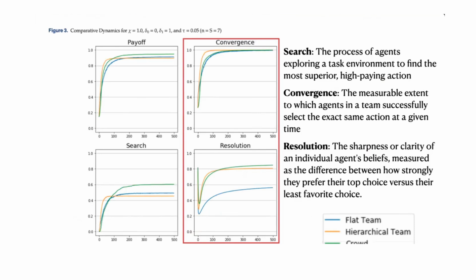Here, convergence means the agents successfully select the same exact action at a given time. We see that the hierarchical team is actually orange in this case, right? If we fix the x-axis, throughout the whole length of time the orange line is always on top of the other ones, meaning that the rate of convergence is always highest for the hierarchical team. So they're choosing the same thing.